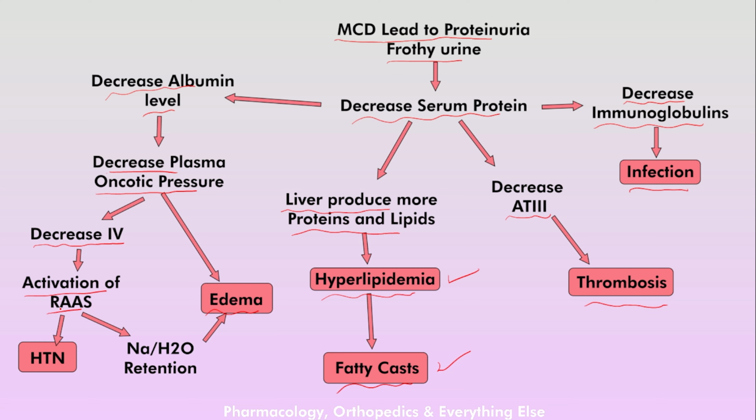And when this is activated, this would lead to hypertension and sodium and water retention in order to get the volume back to the normal levels. And this would also aggravate the edema. So this is the pathophysiology of minimal change disease and nephrotic syndrome as a whole. So there would be infections, thrombosis, hyperlipidemia, fatty casts in urine, edema, and hypertension.